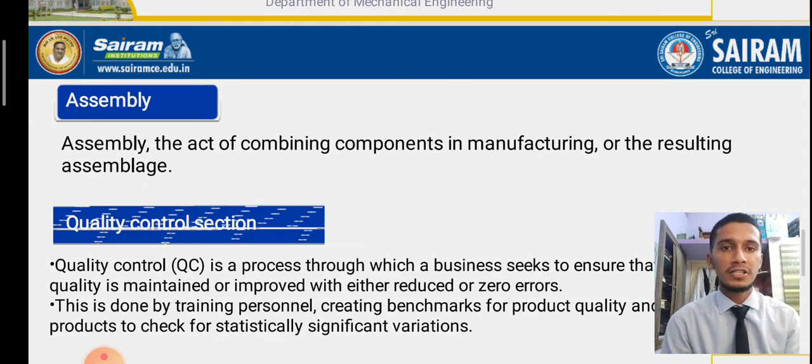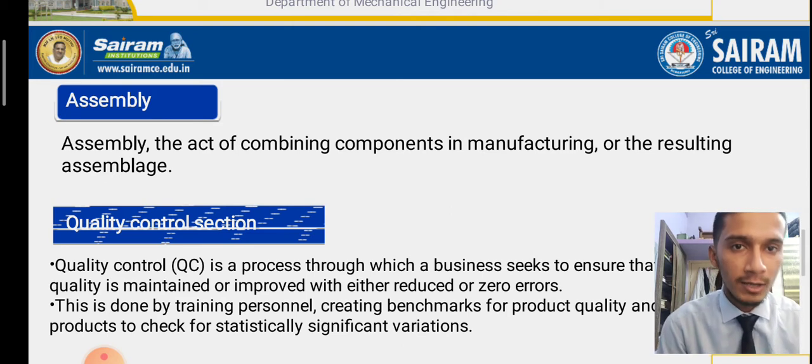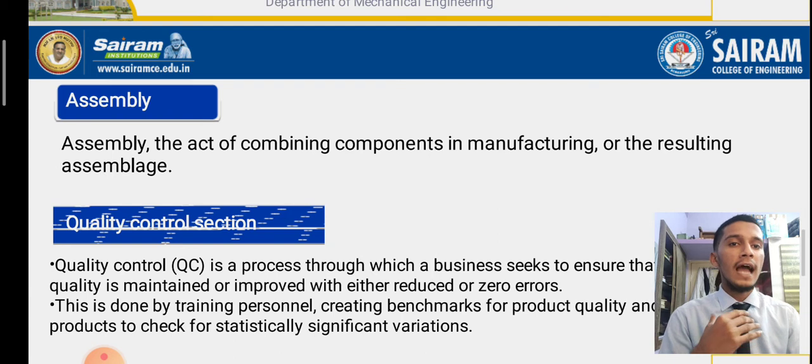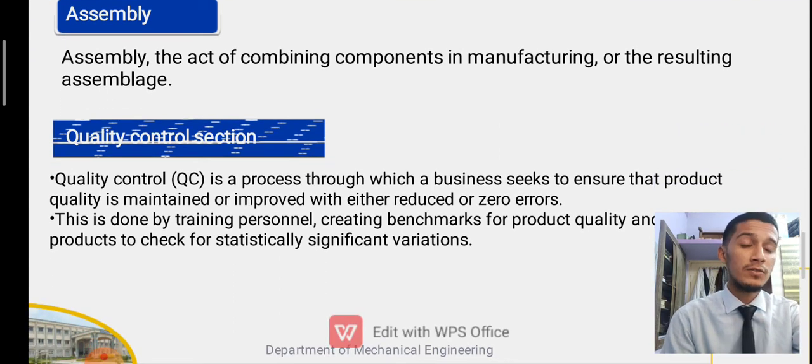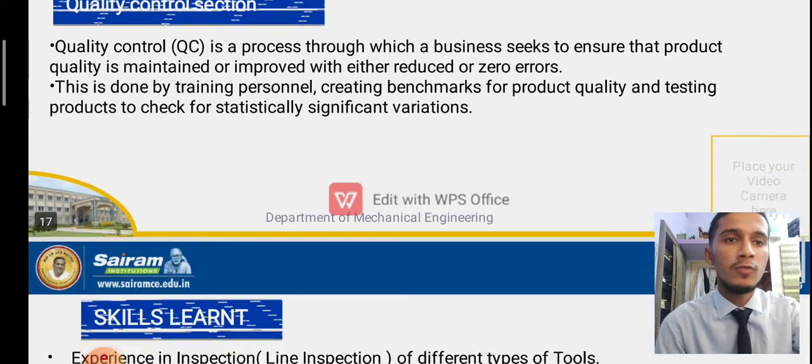The quality control section. Quality control, QC, is a process through which a business seeks to ensure that quality is maintained or improved, with either reduced or zero errors. Zero error is the most important thing nowadays. We should be concerned about preparing a product in a company, which we must learn and keep in mind while doing an internship in the enterprise.